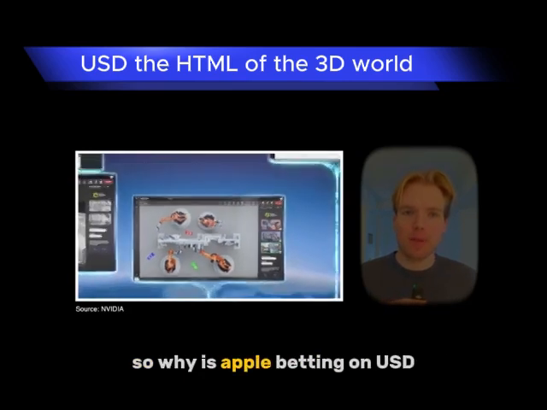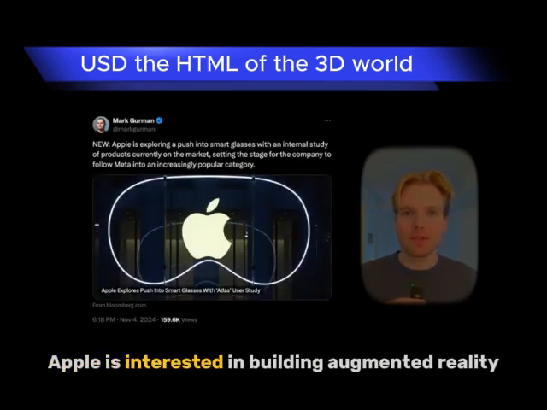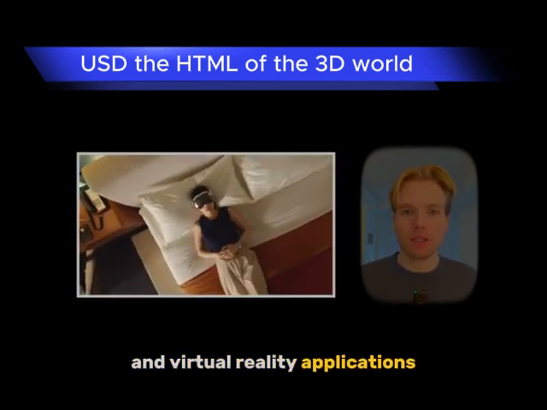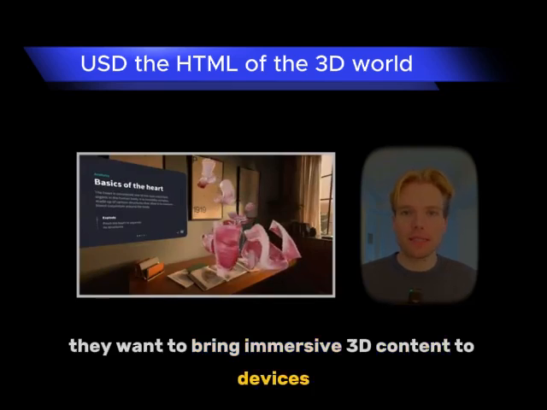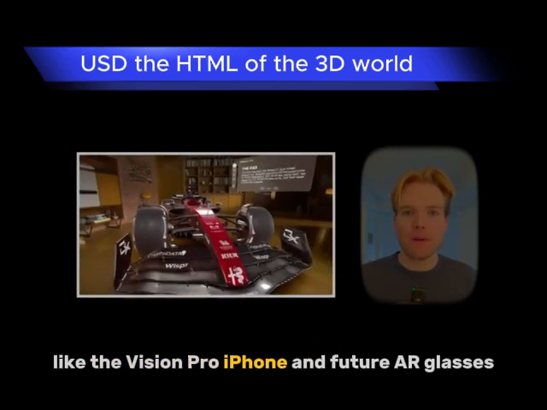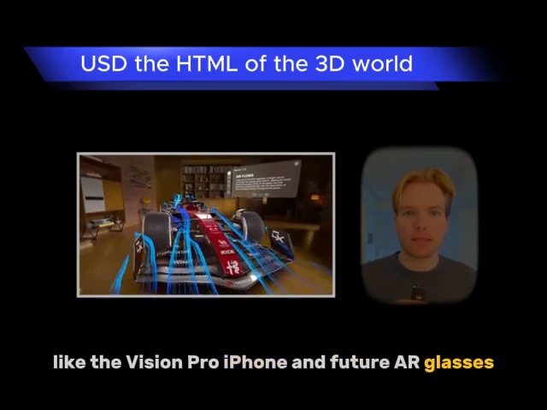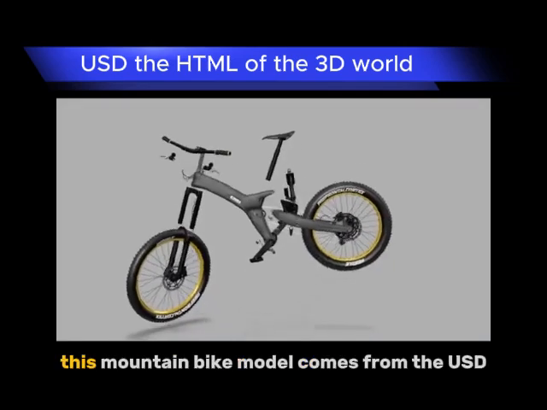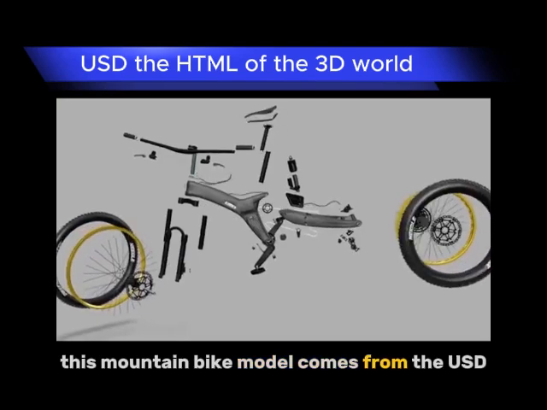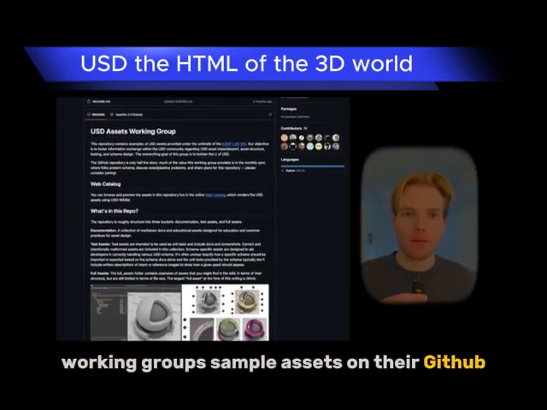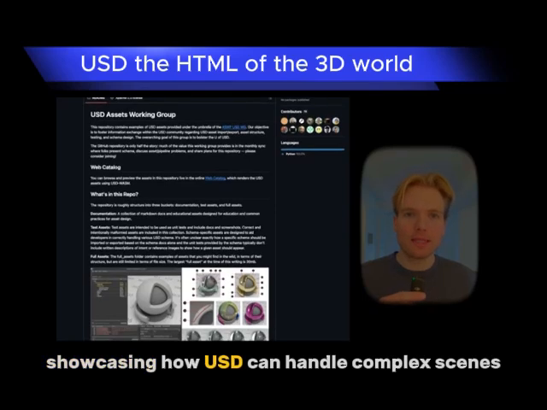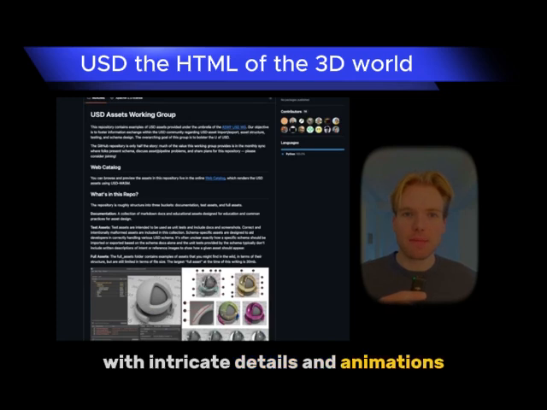So why is Apple betting on USD? Apple is interested in building augmented reality and virtual reality applications. They want to bring immersive 3D content to devices like the Vision Pro, iPhone, and future AR glasses. For instance, this mountain bike model comes from the USD working group's sample assets on their GitHub, showcasing how USD can handle complex scenes with intricate details and animations.